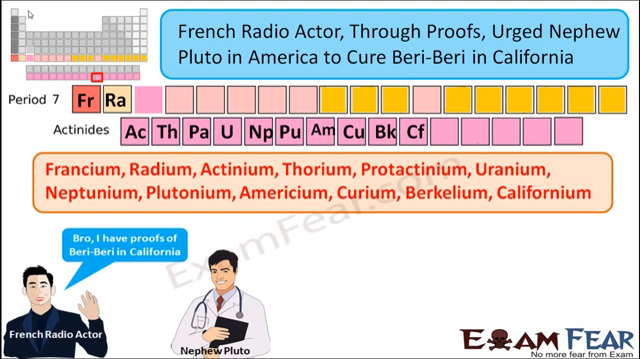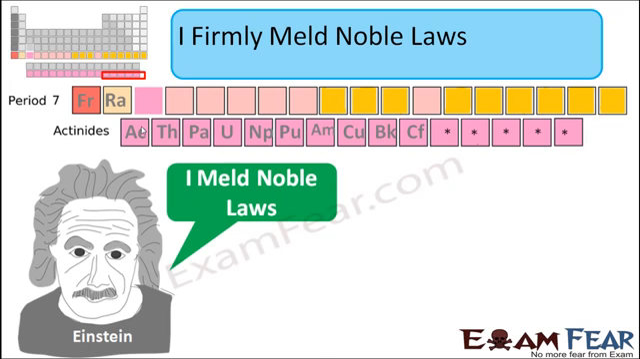So in period 7 as well, we have a total of 32 elements, and inside this period 7, we have the actinide series. So the element actinium marks the beginning of the actinide series. When actor reminds you of actinium, actinium tells you that the actinide series has begun. Now let's move on to the second half of the actinide series.